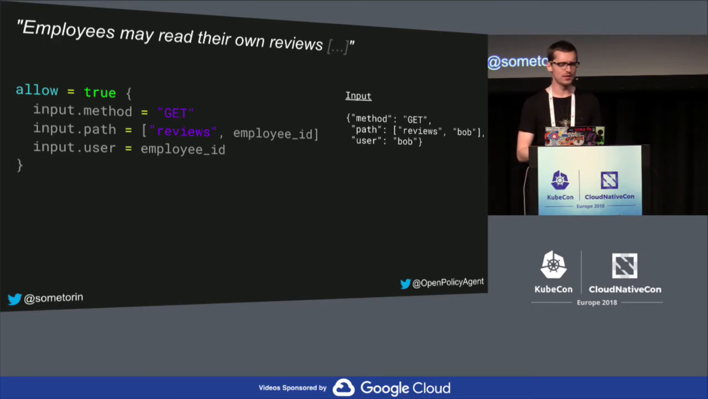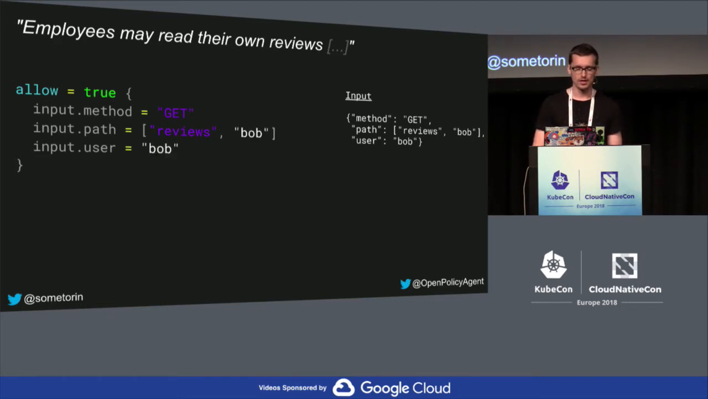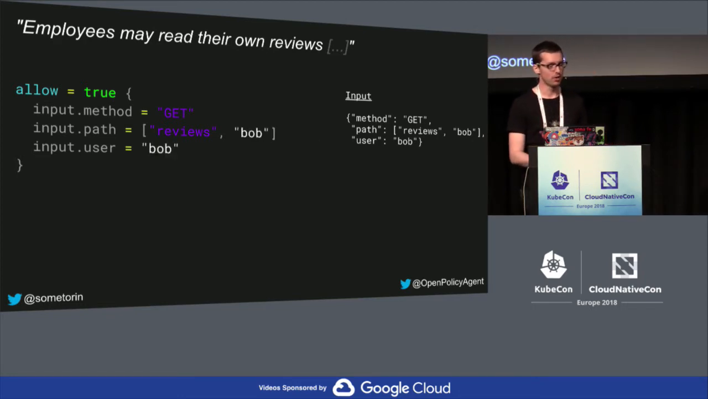And you can basically understand this as: allow is true if input method matches GET, and input path matches reviews/employee ID, and input user matches employee ID. Now, the meat of this policy is actually the last line there, input user matches employee ID. Because employee ID is actually a variable, and that variable is going to get bound to a value when OPA evaluates the rule against the input. And so in this case, employee ID gets bound to Bob.